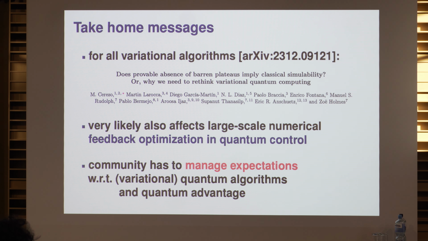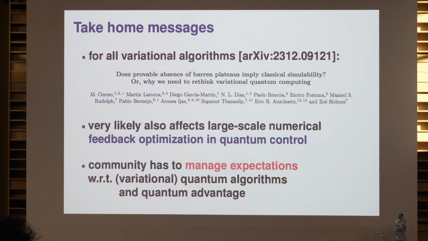On a more general note, there is this paper, in which I was not involved, which makes the general case for variational quantum algorithms, that you might have the same issue in general: either it's classically simulable or you have barren plateaus. My feeling is that this can also affect large-scale numerical feedback optimizations in quantum control, because it's a very similar setting.